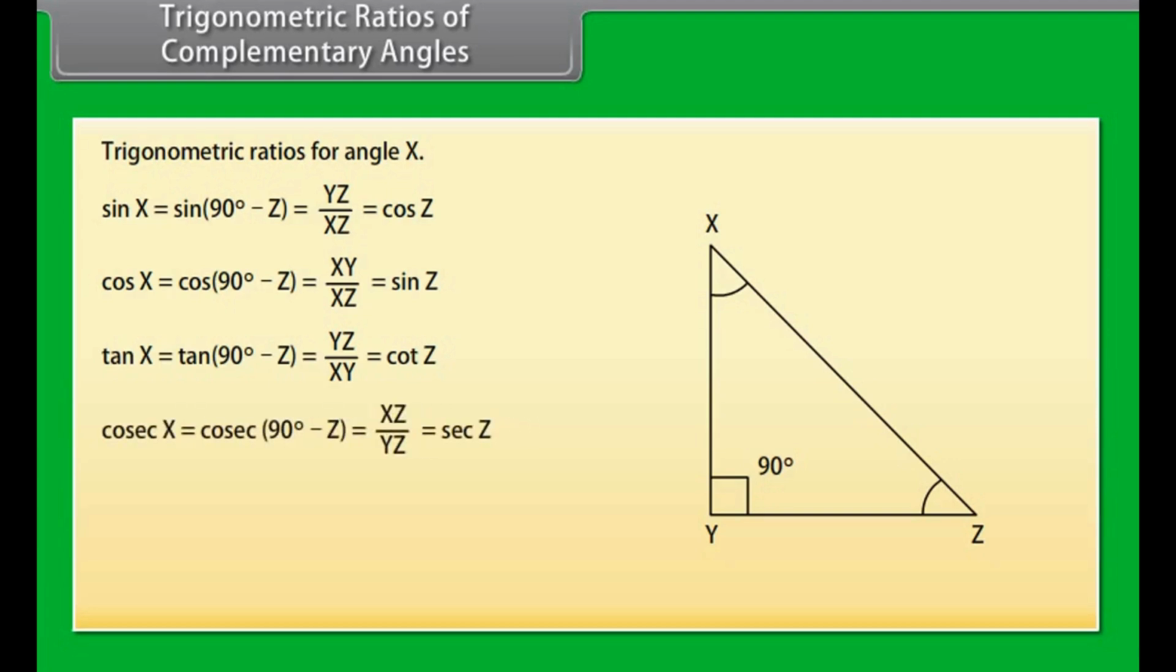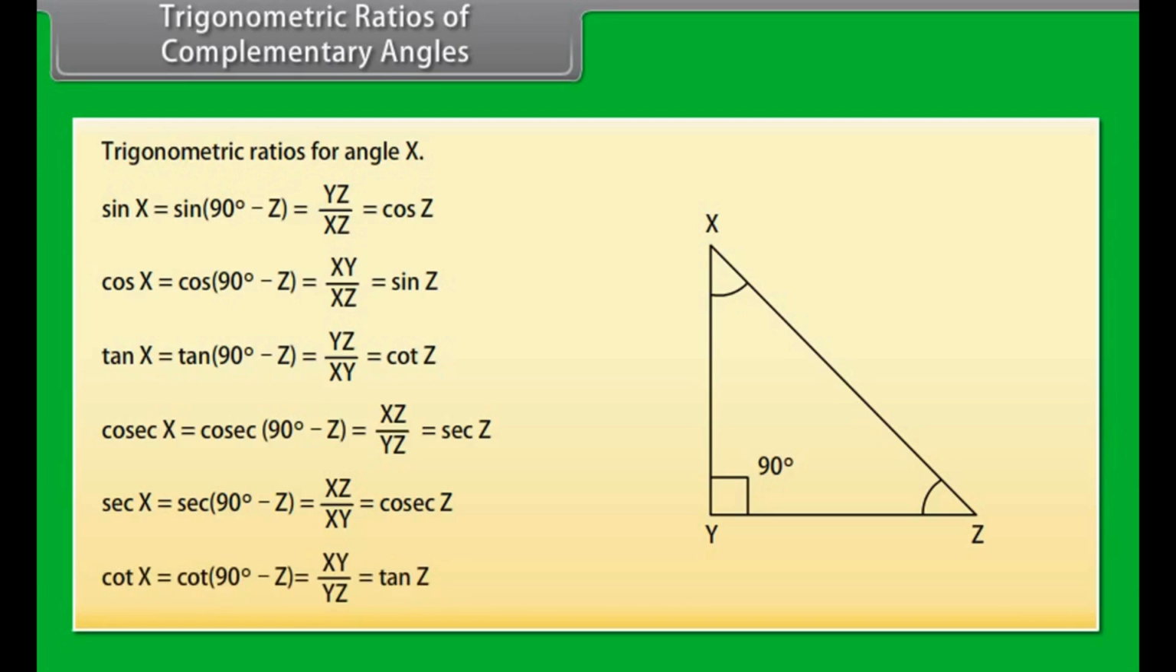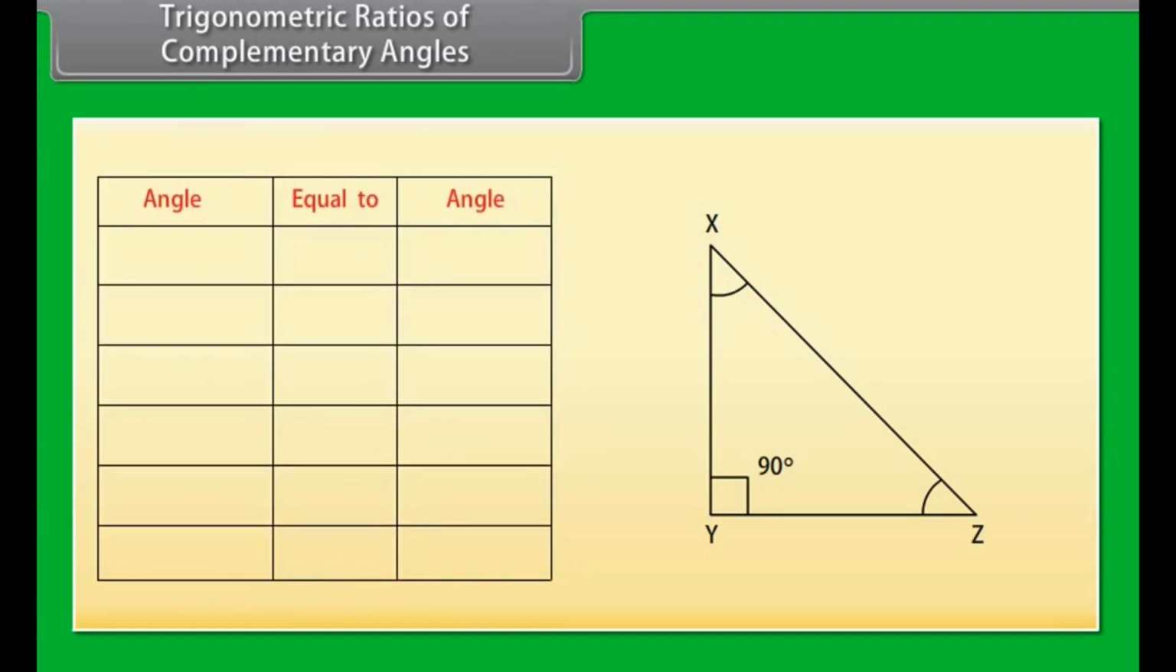Let us first compile our observation and then use it to solve questions. Sin 90 degree minus Z is equal to cos Z. Cos 90 degree minus Z is equal to sin Z. Tan 90 degree minus Z is equal to cot Z. Cosec 90 degree minus Z is equal to sec Z. Sec 90 degree minus Z is equal to cosec Z. Cot 90 degree minus Z is equal to tan Z.